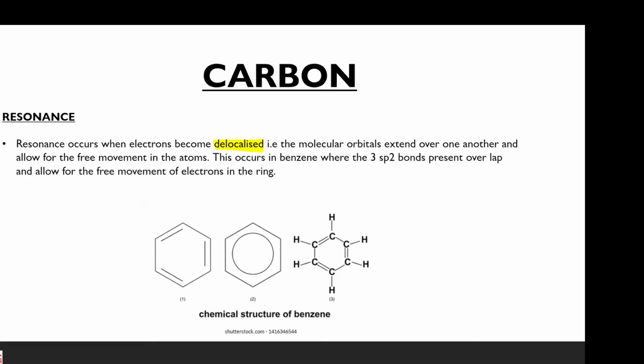So as we can read here, resonance occurs when electrons become delocalized, i.e. the molecular orbitals extend over one another and allow for the free movement of the electrons. This occurs in benzene, where there are 3 sp2 bonds present and they overlap, and this allows for the free movement of electrons within the ring. So benzene can be drawn like this, like this, or like this. There are 3 ways you can represent it. I prefer, as we are starting now, that you use this way and show all of your carbon to carbon bonds with your hydrogen, and we move on.